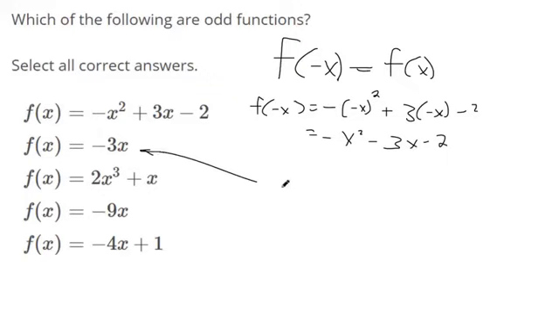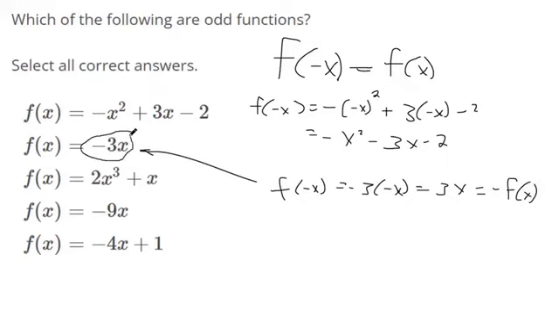For this one here, if I plug in negative x, I get 3 times negative x. Sorry, that's a negative 3 times negative x, which equals 3x. So this one's odd, because this is the same thing as if I was to multiply the entire original function by -1, right? If you multiply this by -1, you get positive 3x. And that's what we got when we plugged in f of negative x. So this one is odd.